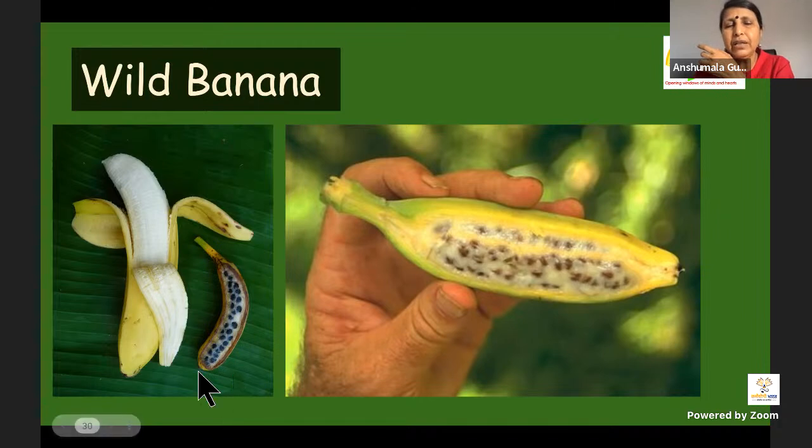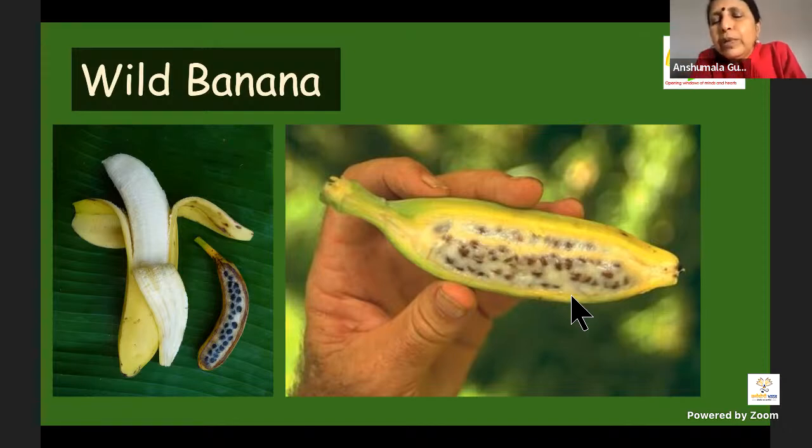This is a wild banana in nature. Wild banana has plenty of seeds and very little pulp. So firstly, how do you think humans remove the seeds?